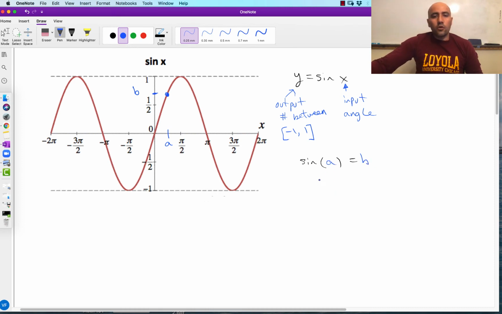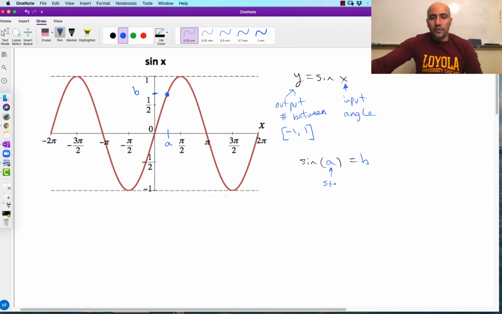So normally we start off with an angle. We input an angle to the sine function and we get some sort of output. But what if we want to go backwards? What if I want to give you the value b and I want you to go backwards and figure out the value a? Right? That's what the inverse function is all about. We want to be able to go backwards. Right? So let me finish this up.